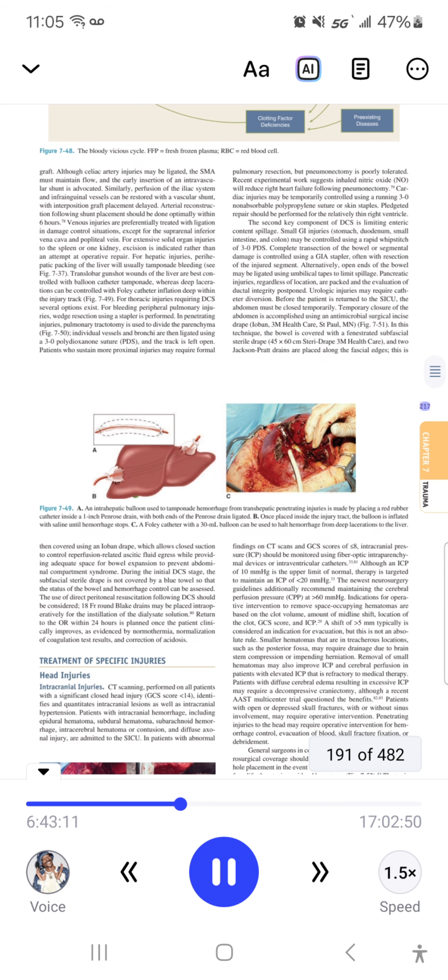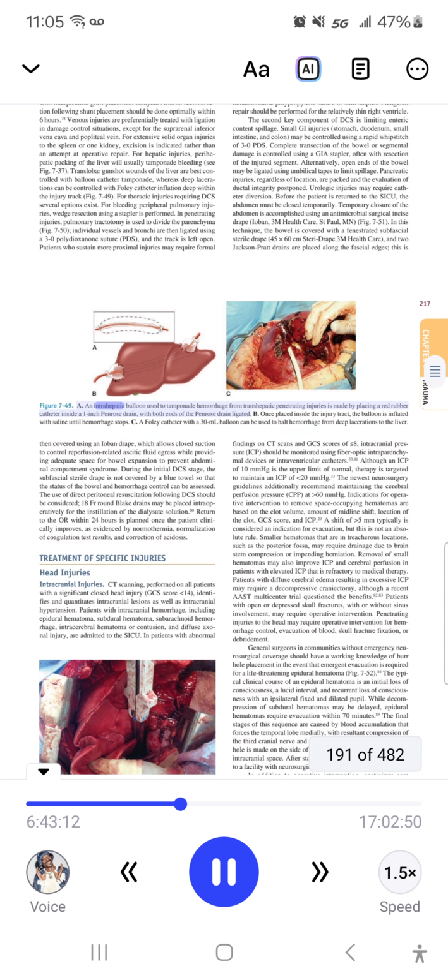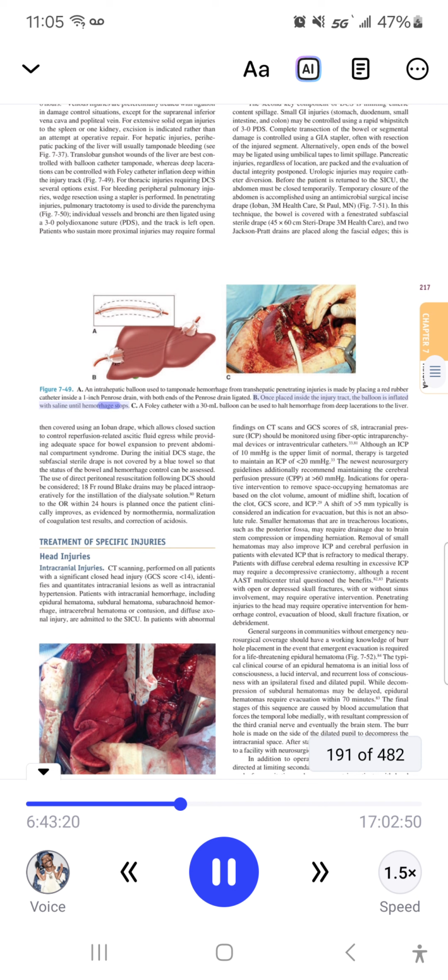Trauma, Chapter 7, Figure 749. A. An intrahepatic balloon used to tamponade hemorrhage from transhepatic penetrating injuries is made by placing a red rubber catheter inside a 1-inch Penrose drain, with both ends of the Penrose drain ligated. B. Once placed inside the injury tract, the balloon is inflated with saline until hemorrhage stops. C. A Foley catheter with a 30 ml balloon can be used to hold hemorrhage from deep lacerations to the liver.